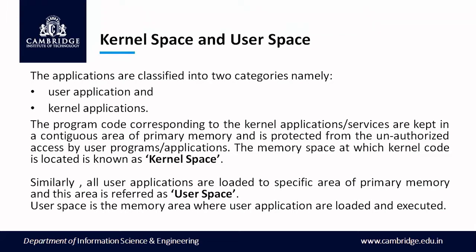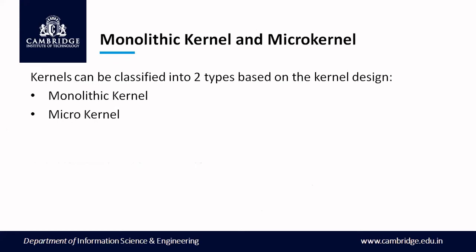So it can be classified into two categories, kernel space and user space, for kernel applications and user applications. The memory space at which the kernel code is located is known as kernel space. The memory area where your user applications are loaded and executed is referred to as user space. These are the two different things you need to understand.